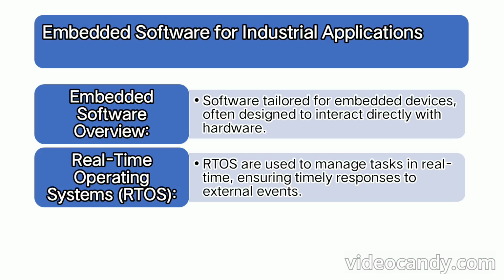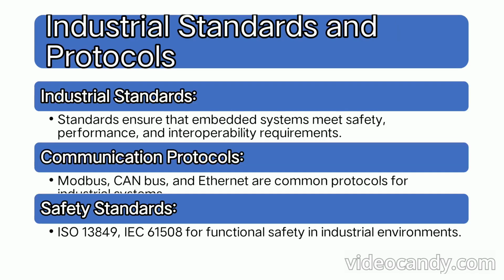Embedded systems for industrial applications. Software is tailored for embedded devices, often designed to interact directly with the hardware. Real-time operating systems are used to manage tasks in real time, ensuring timely response to external events. Industrial standards and protocols: there are some protocols and standards used in industries.